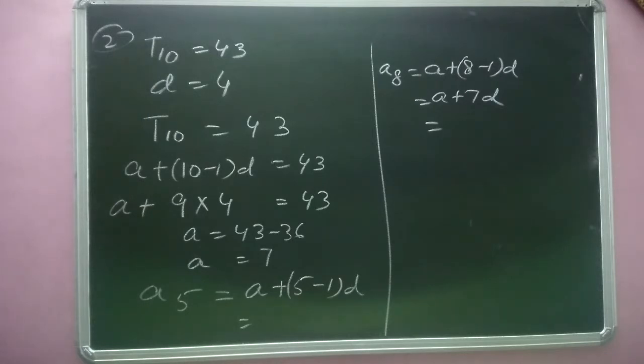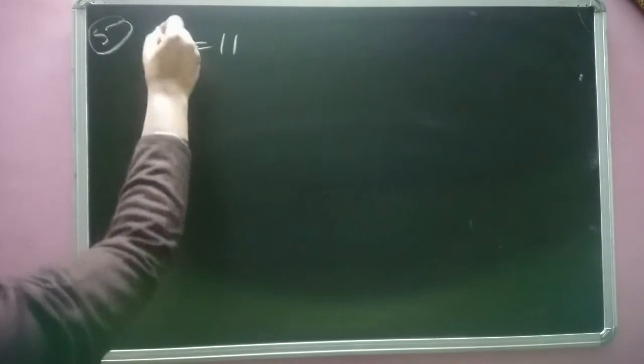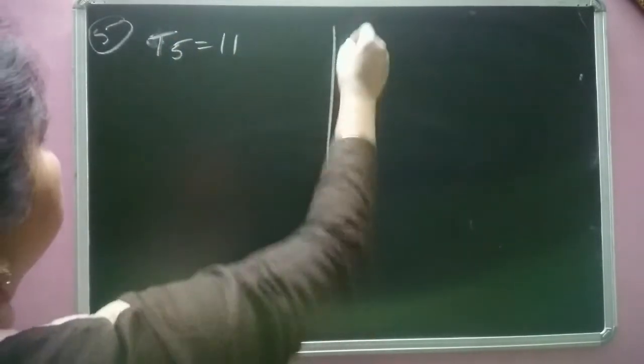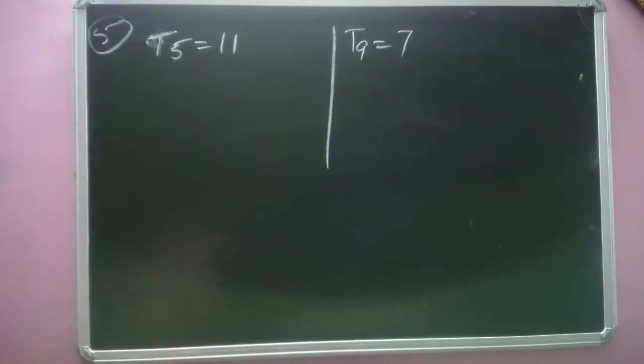Similarly, suppose two particular terms are given and you have to find out A and D. So suppose the fifth term is given, T5 equals to 11, and the ninth term is given, T9 equal to 7.